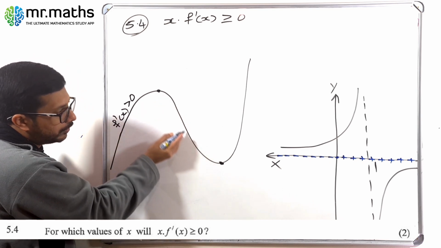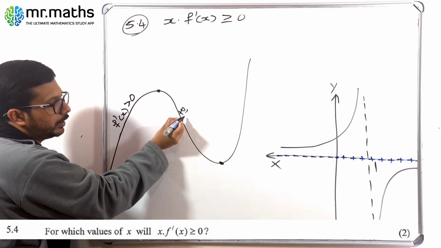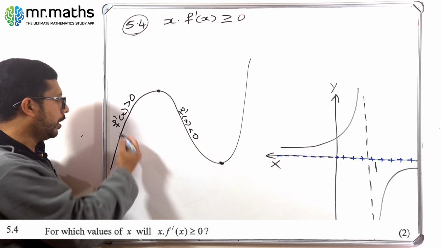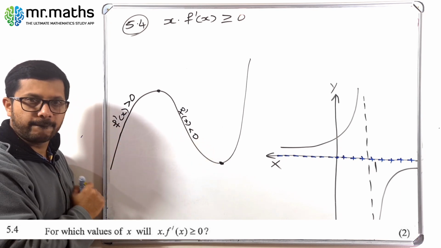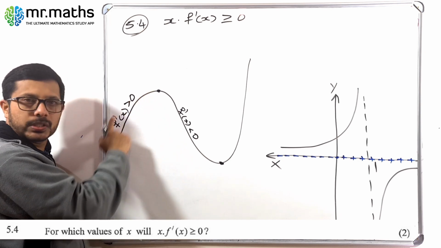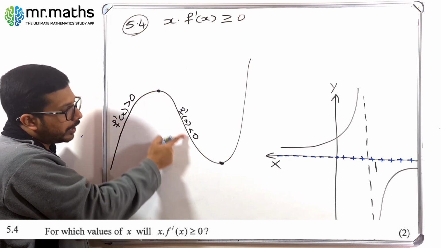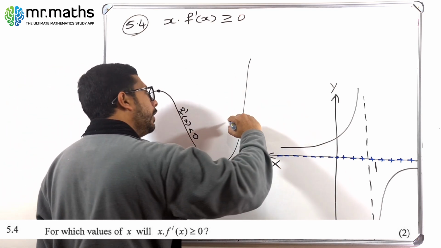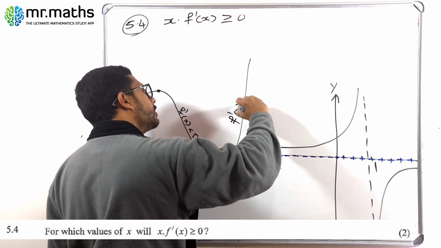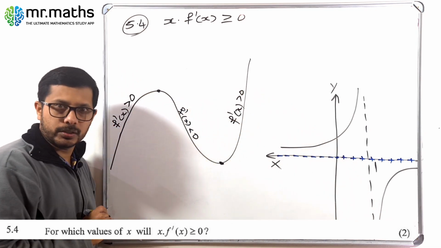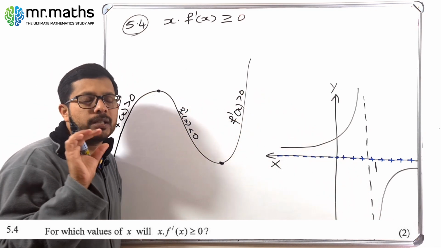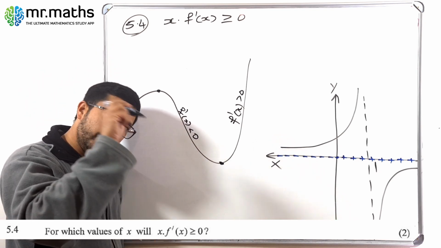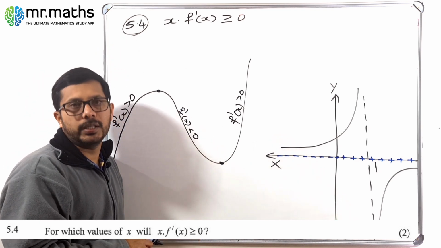So what about here? The graph is decreasing, that means the first derivative is less than 0, negative. Greater than 0 means positive. So when a graph is increasing, the first derivative is positive. When a graph is decreasing, the first derivative is negative. So what about here? Again, you can see that it is increasing, that means the first derivative is greater than 0. Keep it in your mind that if a graph increases, first derivative is positive. If a graph decreases, first derivative is negative.